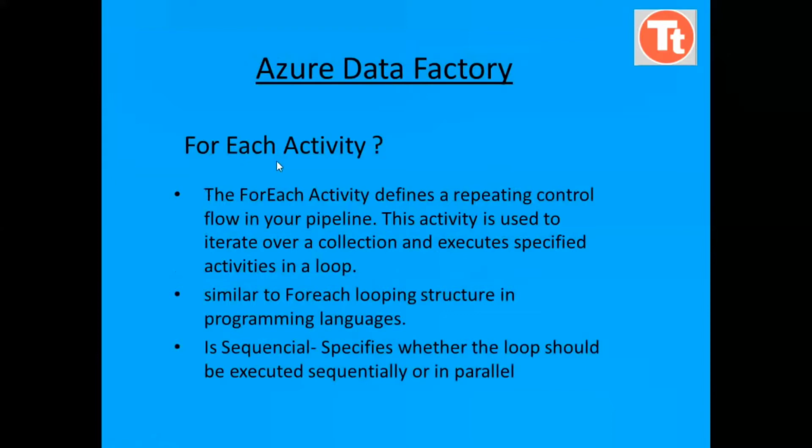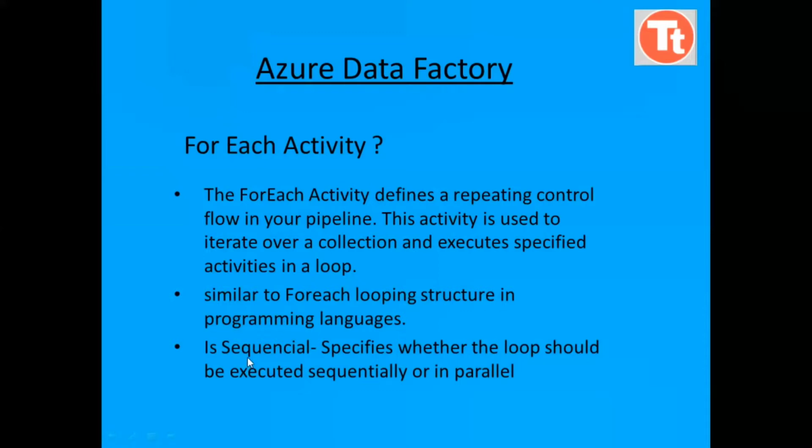The For Each activity defines a repeating control flow in your pipeline. This activity is used to iterate over a collection and execute a specified activity in a loop. This is similar to the for each loop structure in programming languages, or if you are an ETL SSIS person, then there is the For Each Loop container in SSIS. It works the same.